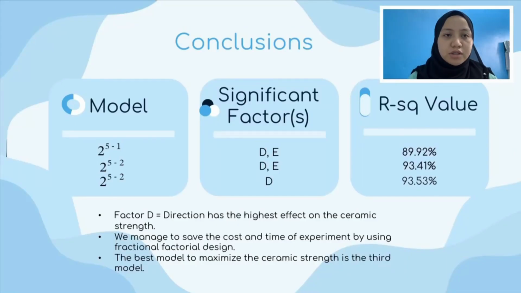In conclusion, we can see that experiments 1 and 2 have the same significant factors, which are factor D and factor E, and experiment 3 has only factor D as its significant factor. The R squared values are 89.92% for experiment 1, 93.41% for experiment 2, and 93.53% for experiment 3. From the R squared value, experiment 3 has the highest among the experiments, but we still cannot conclude the final results.